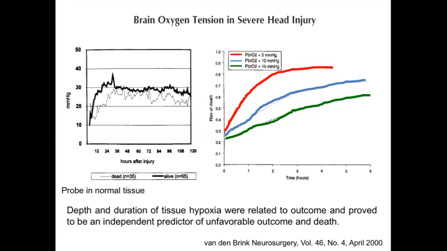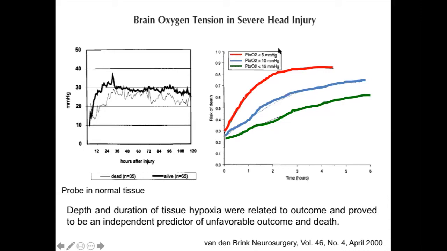This was a seminal paper published by the group in Rotterdam. And in the left part of the slide, you see the temporal course of PbtO2 in survivors and in patients who died after TBI. And it's clear that, in particular, in the first 12, 24 and 36 hours, there is a difference between survivors and patients who died. And also, we have seen that there is a probability of death according to the time spent below 15, 10, and 5.